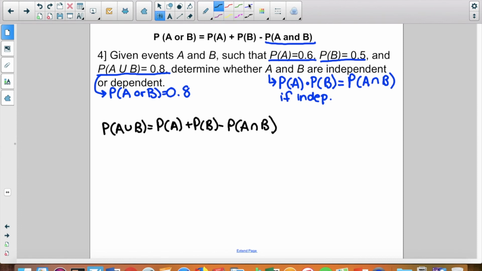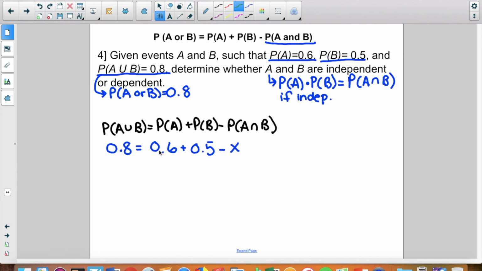Okay, let's start filling in some information. The probability of A or B, that's 0.8. The probability of A, they tell us, is 0.6. The probability of B, they tell us, is 0.5. And we don't know the probability of A and B, so we're going to label that x, because that's what we're trying to find. So now it's just a simple equation that we can solve.